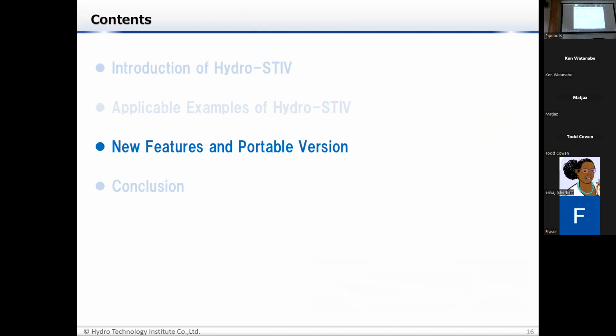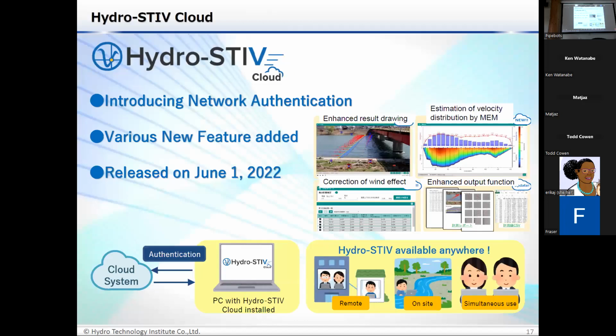I'd like to move on to new features and the portable version. We released the Hydro-STIV cloud version on June 1st of this year. Unlike the USB dongle version that we have provided, the cloud version supports remote use and simultaneous use by multiple users by introducing a network authentication function. It also includes new features such as wind velocity correction, cross-sectional velocity distribution estimation, and enhanced drawing and output functions.